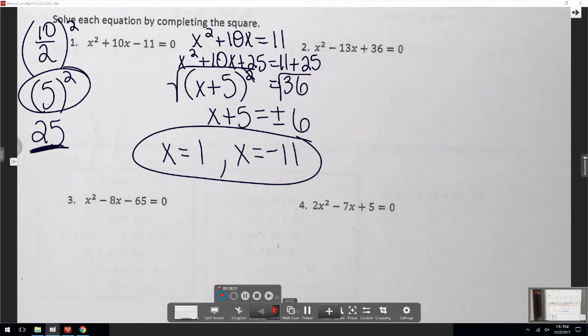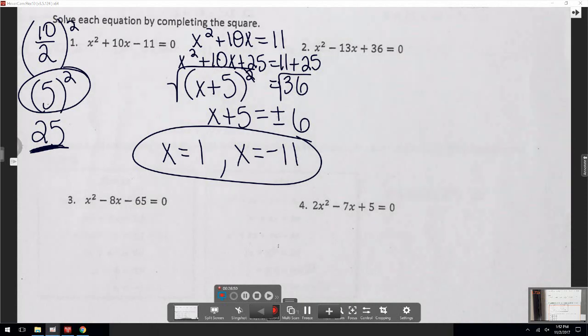So on your quiz next week, how could you check your answer? You use your calculator, check your graph, or look at your table, right? Okay. All right. We're going to skip around.